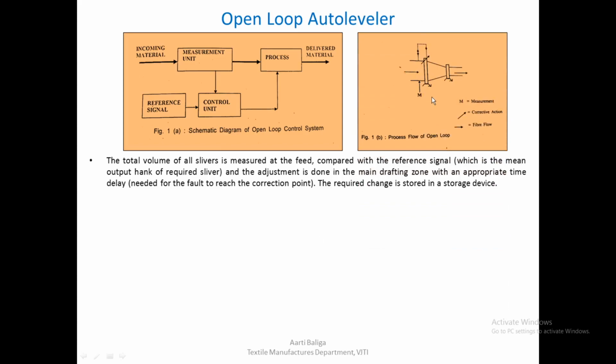So it is diagrammatically shown over here how this open loop works. This is the front zone of a draw frame, and the measurement has taken place before this middle roller, and this arrow shows the roller at which the corrective action is taken. Its sort of map is given here, and at the middle roller the corrective action is taken. This is the fiber flow which is shown, and measurement is happening before the middle roller.